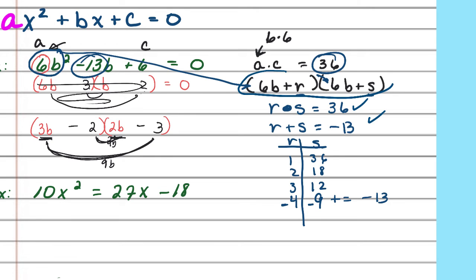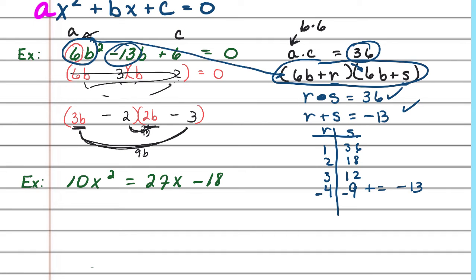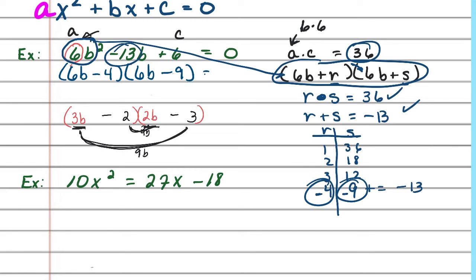And so this factorization, 6b plus r and 6b plus s, I'm going to erase a little bit here. So I'm going to write 6b plus r, my r is this negative 4, times 6b plus s, my s is negative 9. And then you have to check to see if they both simplify in each binomial. So in this binomial, each is divisible by 2. In the second binomial, they're both divisible by 3.